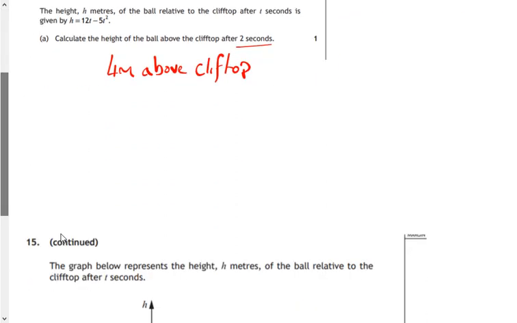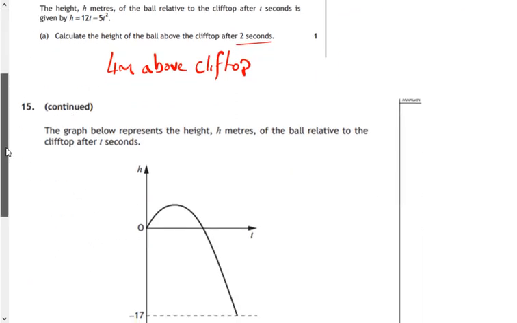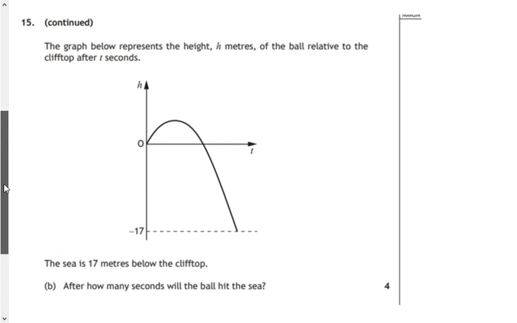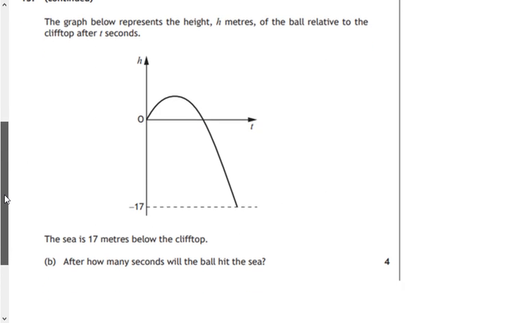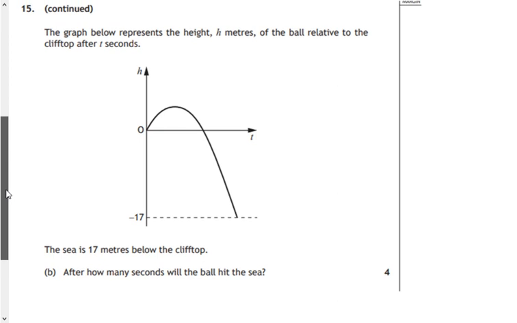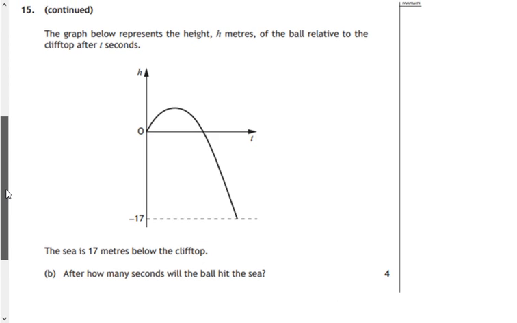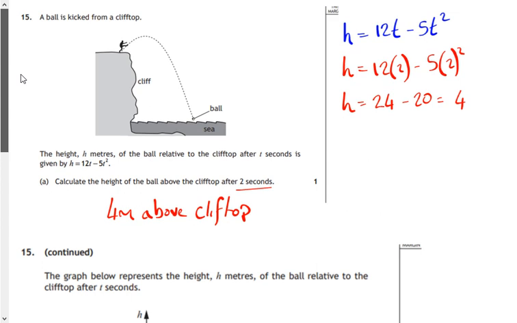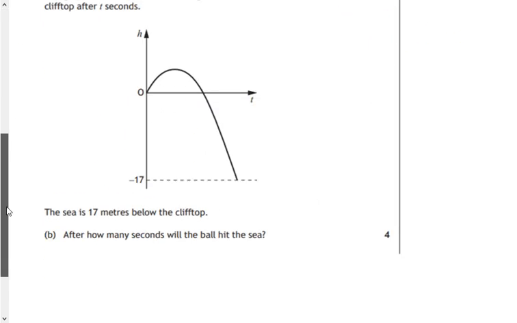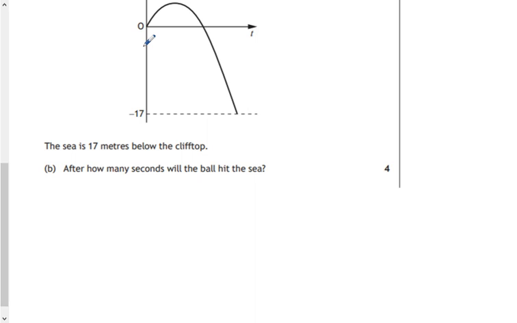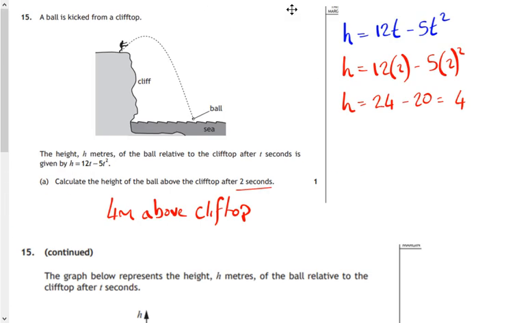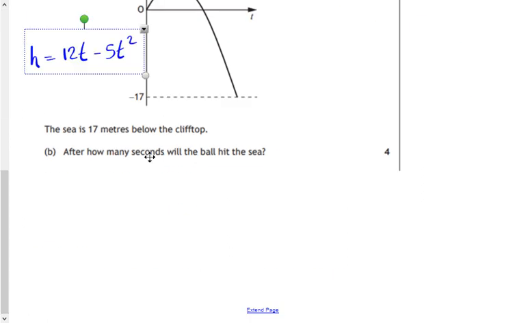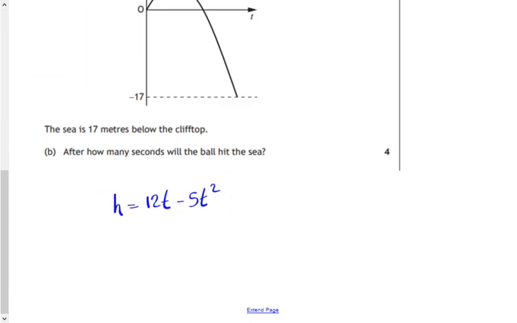Okay, so carrying on, the graph below represents the height h meters of the ball relative to the cliff top after t seconds. The sea is 17 meters below the cliff top. After how many seconds will the ball hit the sea? So this time we want the values for t where h equals negative 17. So if we grab our formula again, I'm just going to sneakily grab it from here so that I can scroll down. So we want the values of t when h equals negative 17.